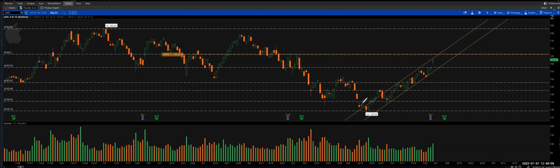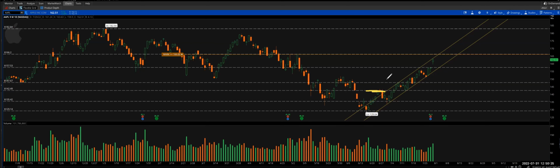Well, very simple. At the bottom, here's the reversal. You stay inside of the channel, right? If you would have taken a long position, you would stay inside of this channel. You would stay in this trade until it broke out of this candle right here, because here's going to be your resistance. You know when there's resistance, this is the resistance right here.